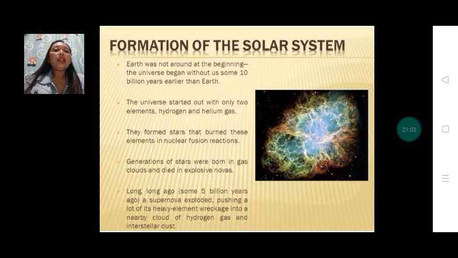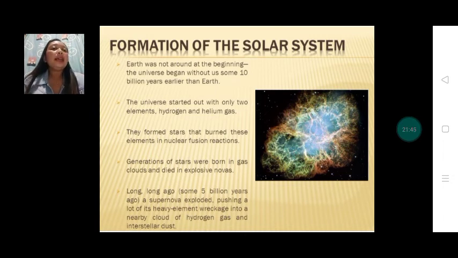So, Earth was not around in the beginning. The universe began some 10 billion years before Earth. So, the universe started out with only two elements, hydrogen and helium gas. So, they also formed stars that burned these elements in nuclear fusion reactions. And then, generations of stars were born in gas clouds and then died in explosive novas. So, long ago, some 5 million years ago, a supernova exploded, pushing a lot of its heavy element wreckage into a nearby cloud of hydrogen gas and interstellar dust.